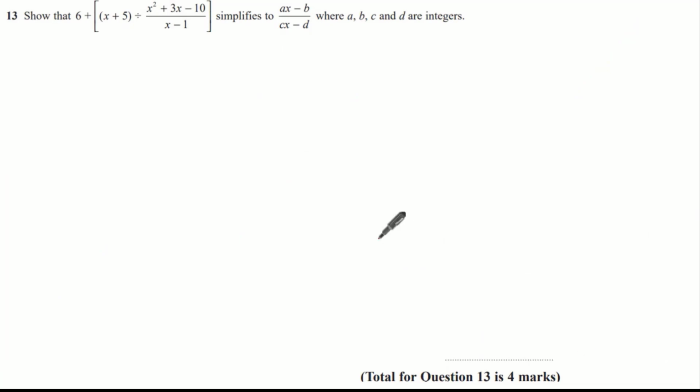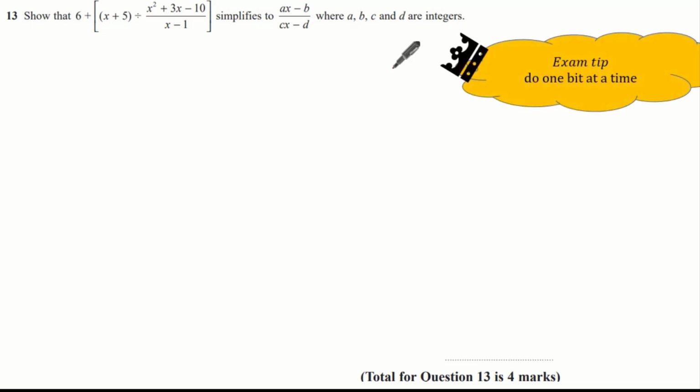Looking at question 13, it says show that 6 add all of this, which is x plus 5, divided by x squared plus 3x minus 10 over the x minus 1, simplifies to ax minus b over cx minus d, where a, b, c and d are integers. Now, with this type of question, it does look pretty scary, but all you have to do is just do one little bit at a time.